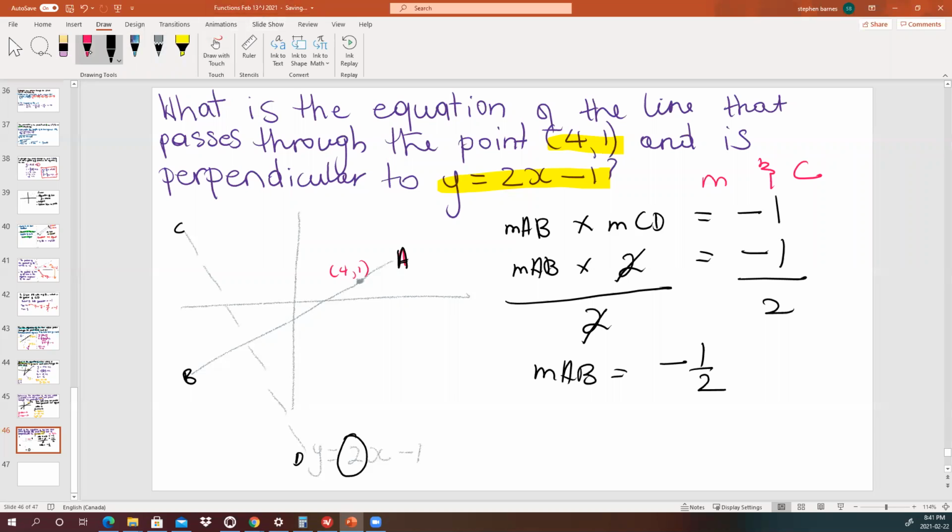I can try and substitute this gradient now into my equation of the line. y equals mx plus c. I have a y value, which is here. No, that's not true. This is my x value, and that's my y value. So y is 1. m I found to be negative a half. x is 4. And plus c. So I need to work out this part first. I'm just going to work it out over here for you, in a different color.